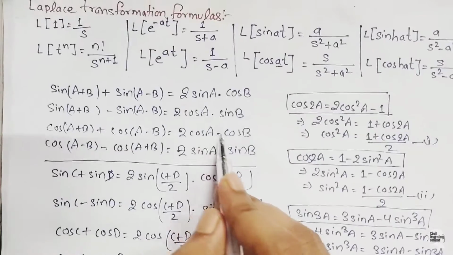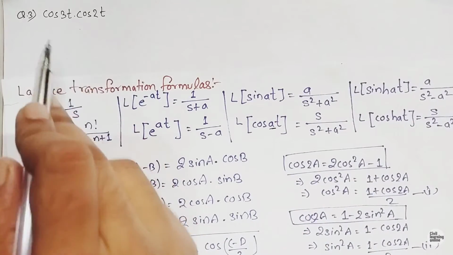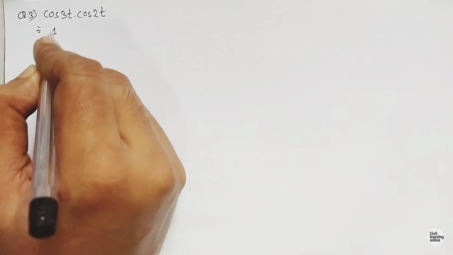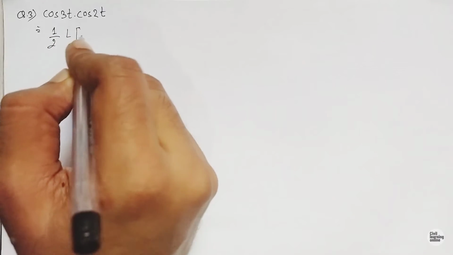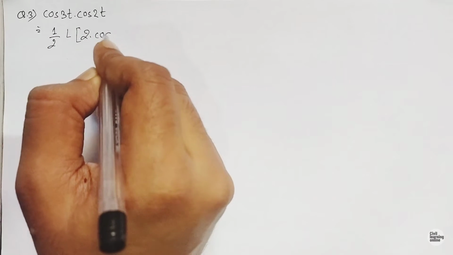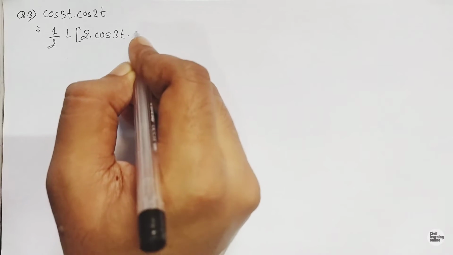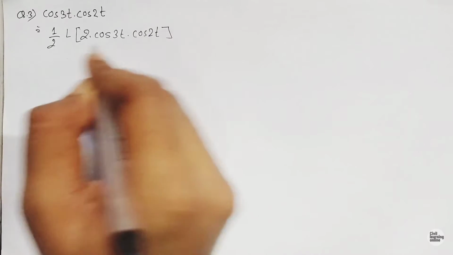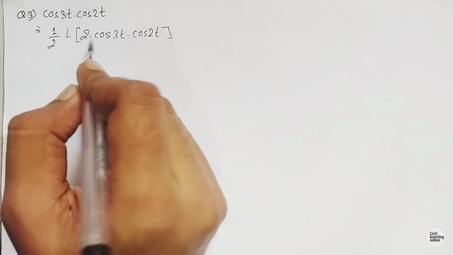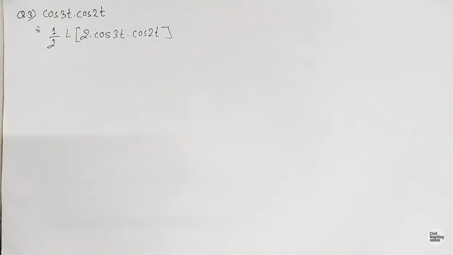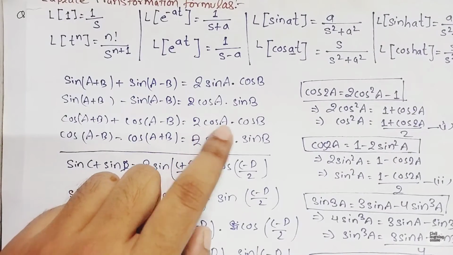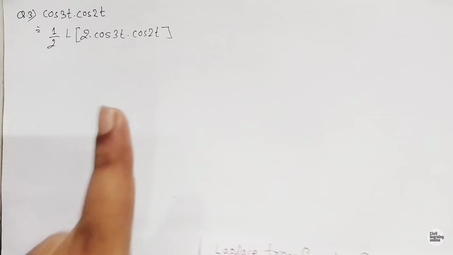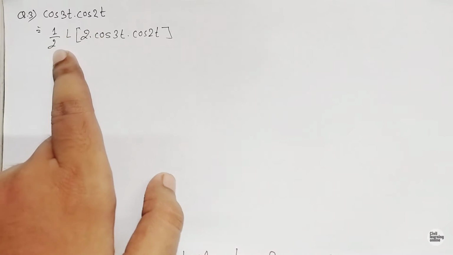It is in the form of 2 cos A times cos B. So what we will do here, it can be written as 1 by 2 times Laplace transformation of 2 times cos 3t into cos 2t. Why have I multiplied and divided it by 2? Because it was not in the formula form, 2 was missing here. If we are going to use the formula, then it must be in the form of 2 cos A into cos B. Here 2 was absent. So I multiplied and divided by 2 so that we can use the formula. Now we will use the formula.